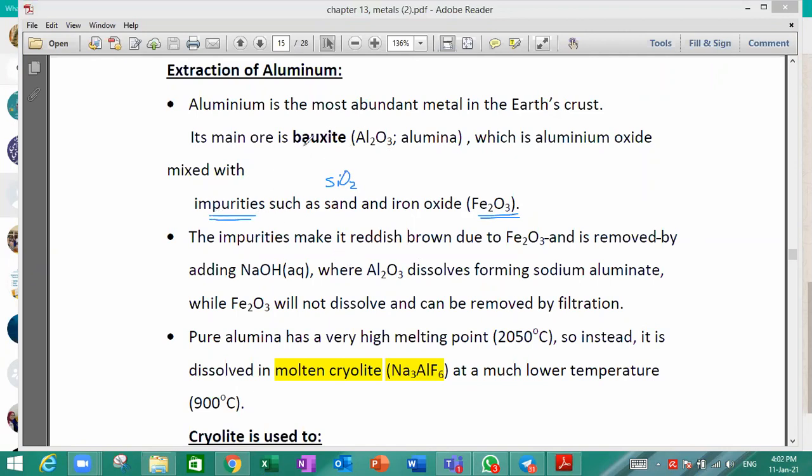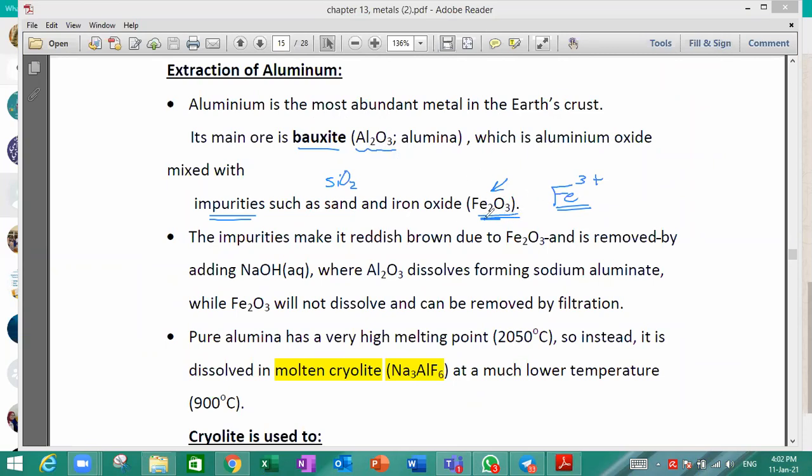So the main ore of aluminium is the bauxite ore, which is aluminium oxide mixed with some impurities like sand, which is silicon 4 oxide, and iron oxide. Now, because iron oxide is present, the bauxite ore has a reddish brown color. This reddish brown color is due to the presence of iron plus 3, because as we studied in the acid base chapter, iron plus 3 has a reddish brown color. And so it will impart a reddish brown color to the bauxite ore.